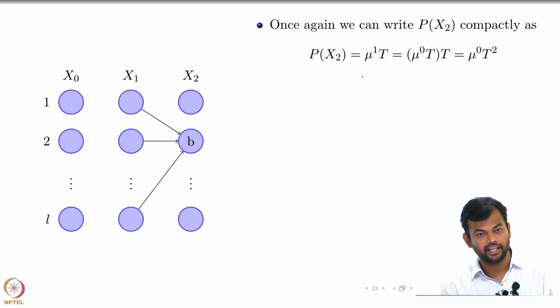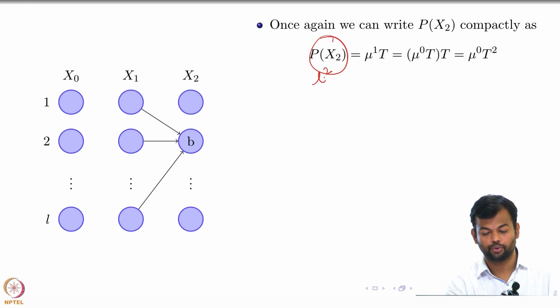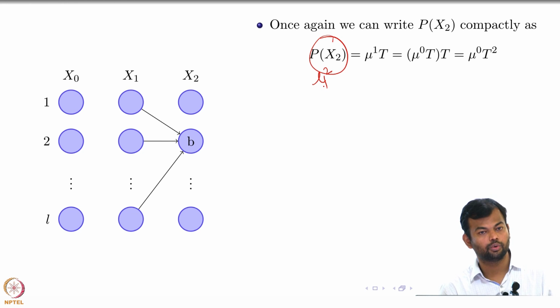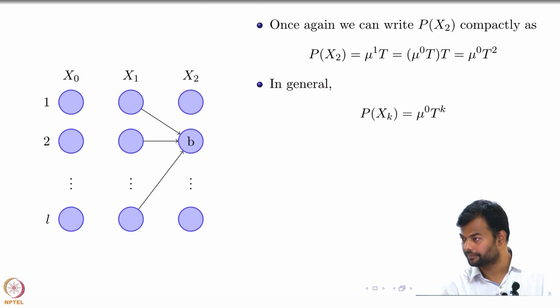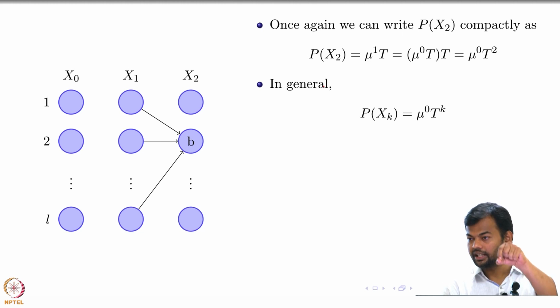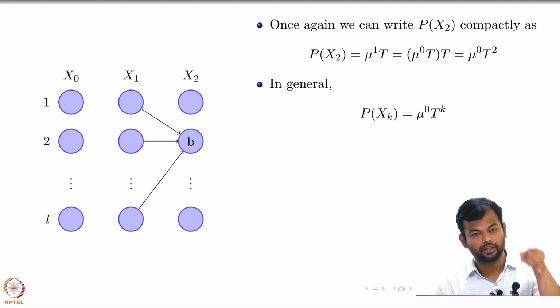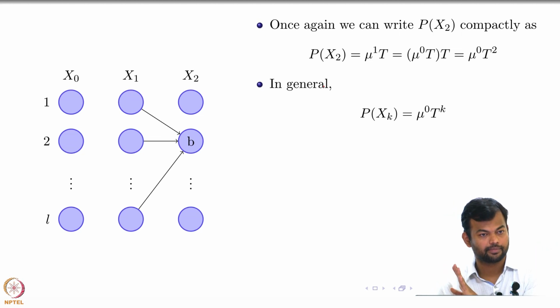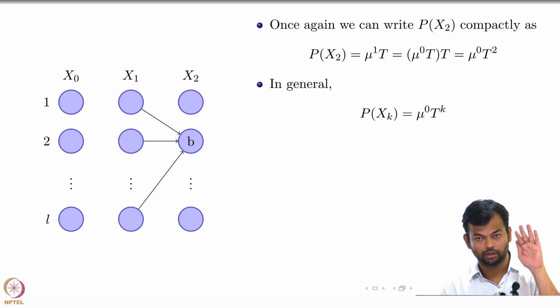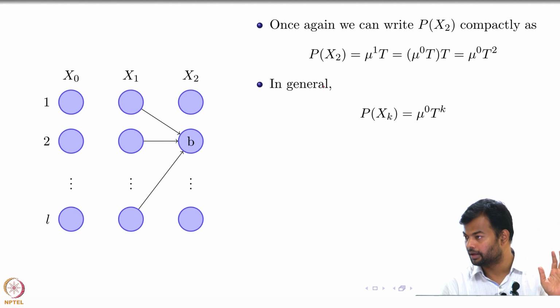Okay. So in general, this was actually mu2. In general, if I ask you mu k, what is it going to be? Mu naught into T raised to k. Right? So given the initial distribution and the transition matrix, you can compute the distribution at any given time step, for the given assumptions that it's a discrete time, discrete space and time homogeneous Markov chain.